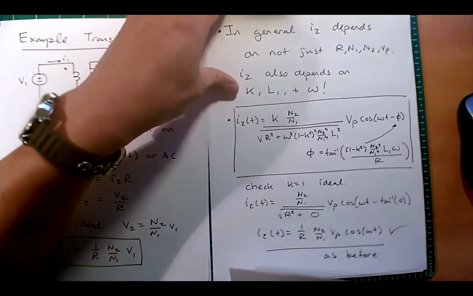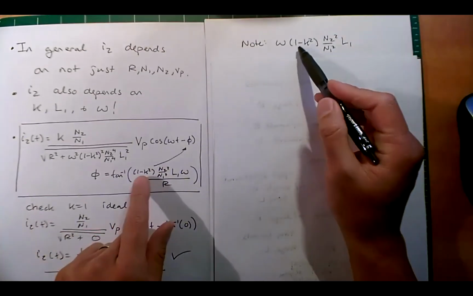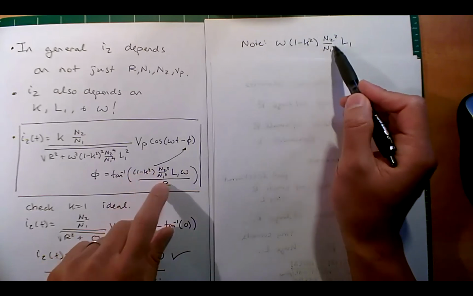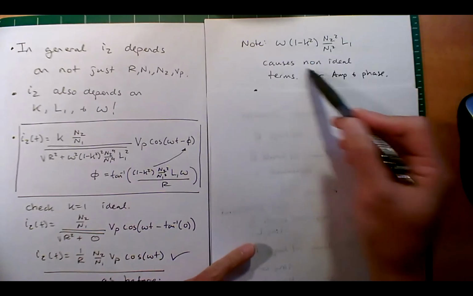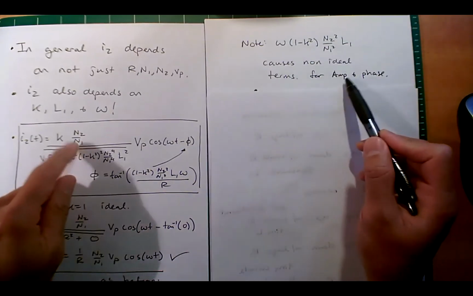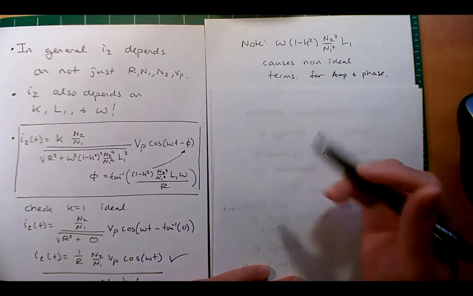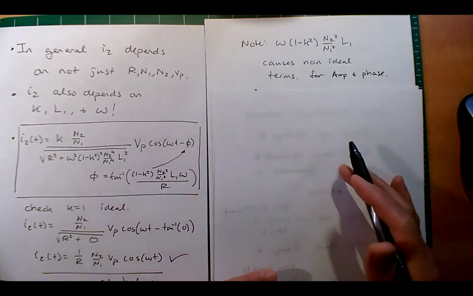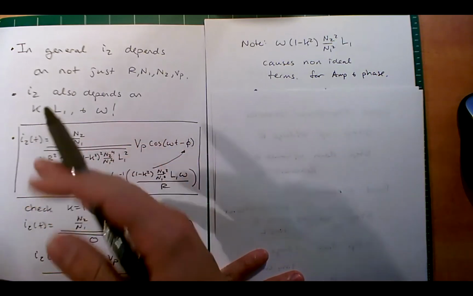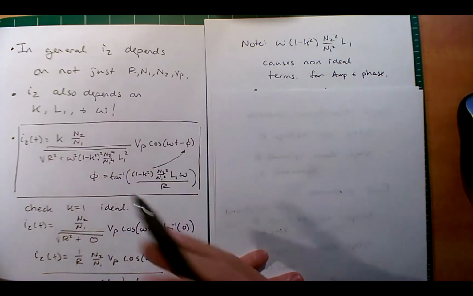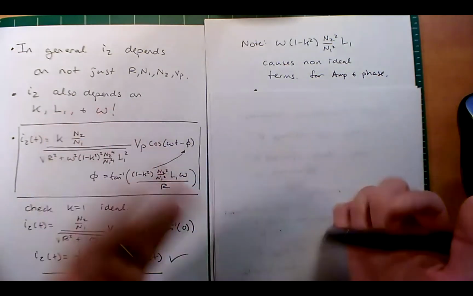Okay, so let's kind of examine this. So we see that this omega squared, 1 minus k squared, N2 squared over N1 squared, squared L1, this is kind of our problem child right here. This is the one that's causing non-ideal terms for both the amplitude and the phase, okay? All right, so what is it telling us? Sometimes what's nice is that we look at this math, it looks horrible, we don't have intuition on it, yet it helps give us intuition, right? If we just kind of inspect it closely. And that's the nice thing about knowing both the practical and the theoretical.